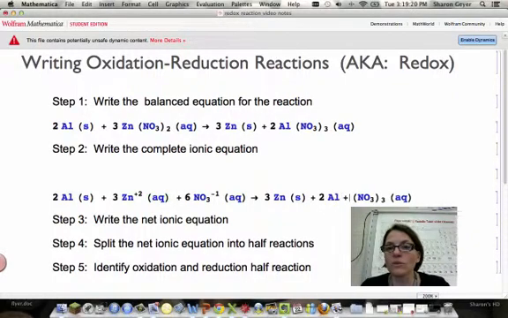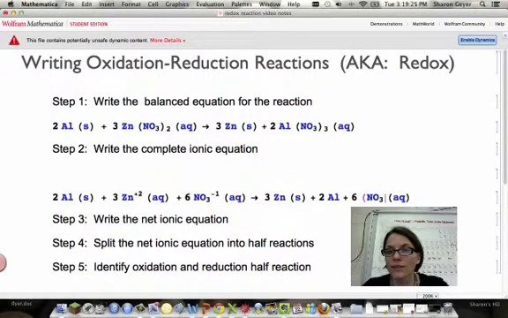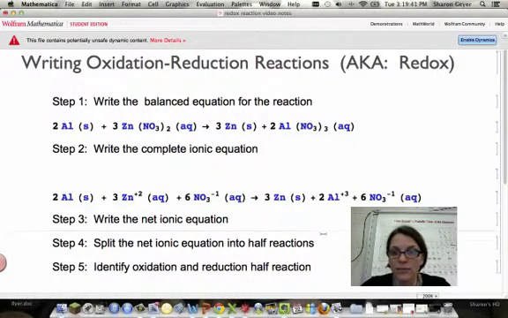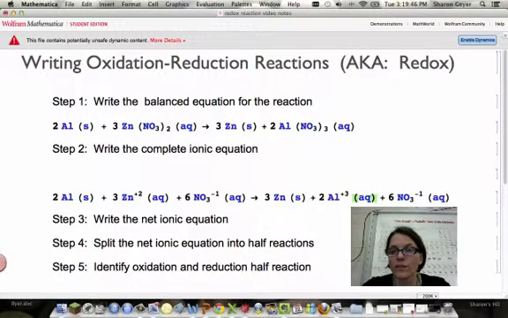I'm going to do the same thing with the aluminum nitrate. I'm going to break this up into its ions, and again, I've got 6 of the nitrate ions. I'm going to take out the subscript here because we're actually breaking it down into its ions. It's got a -1 charge. So there's 6 of those, and we have 2 aluminums, and that has a +3 charge. So the complete ionic equation is really just the same as the balanced equation, except I have broken up the ionic compounds that are dissolved in water and represented them as ions.